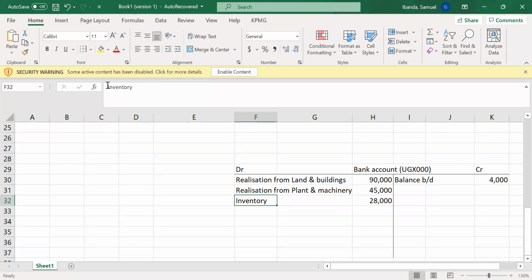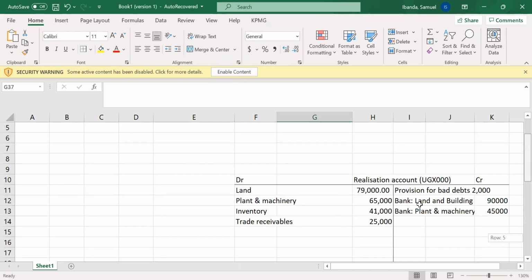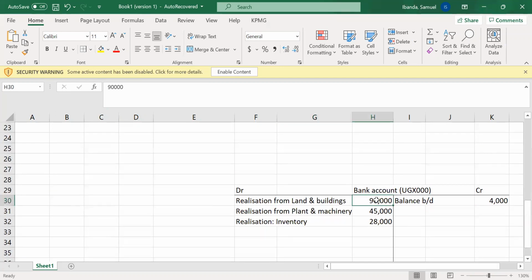So what is happening here, like I've said, we are selling off these assets. So this is the money that we are getting from these assets. That's why we are debiting our bank and crediting the realization account, not the asset account, because we have already transferred the assets from the asset account to the realization account. So that's why we are doing every transaction from here. So that is what we have with our assets that have been realized.